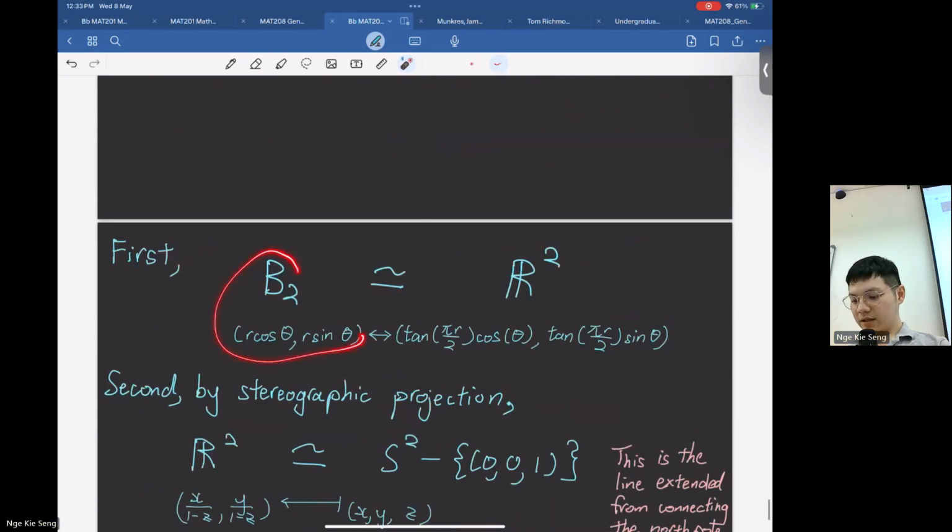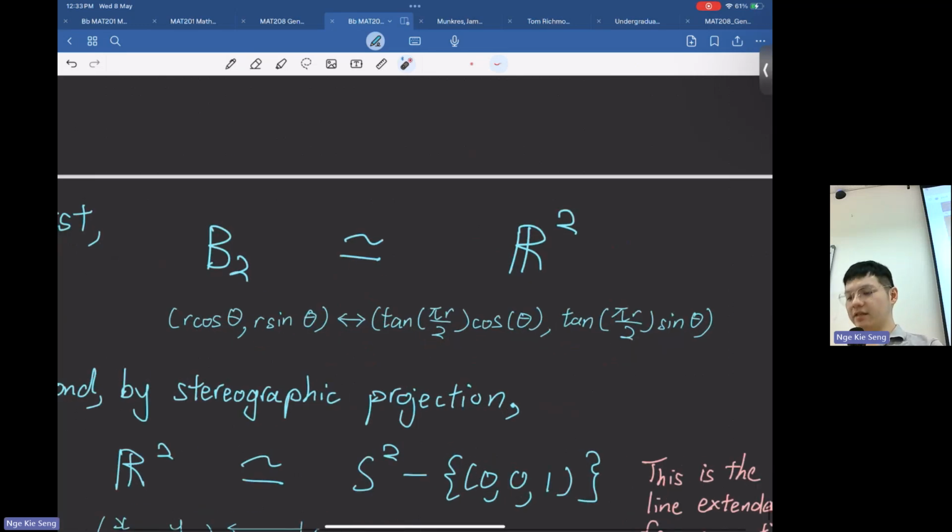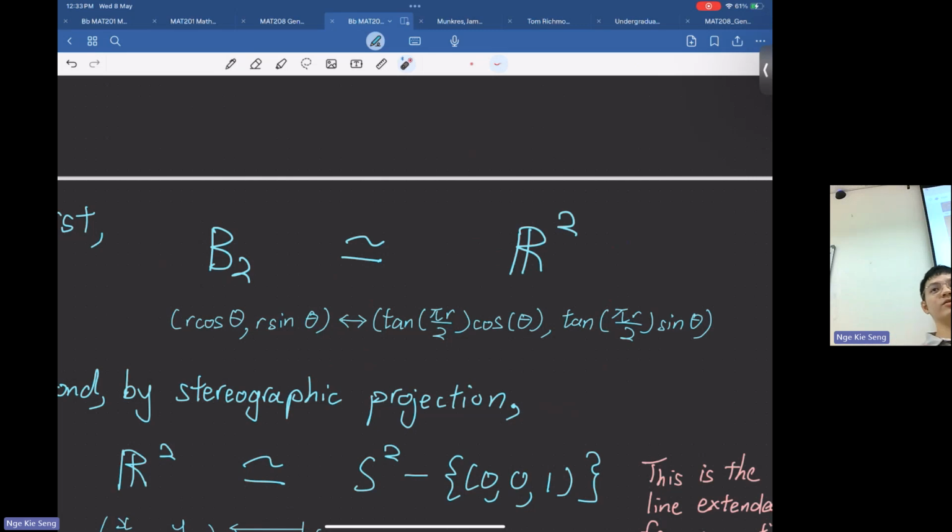First I construct a map from the open ball to R2, and then I need to show that this is a homeomorphism. In particular, it is bijective and it is continuous. Continuous is quite obvious because we are just using trigonometric functions. But to show bijective, you need to write down the inverse map, and you find that it is still a trigonometric function, still continuous. So this is a map between B2 and R2. What is the domain of r? The radius of the ball is at most 1, 0 to 1. It cannot be 1 because we took away the boundary already.